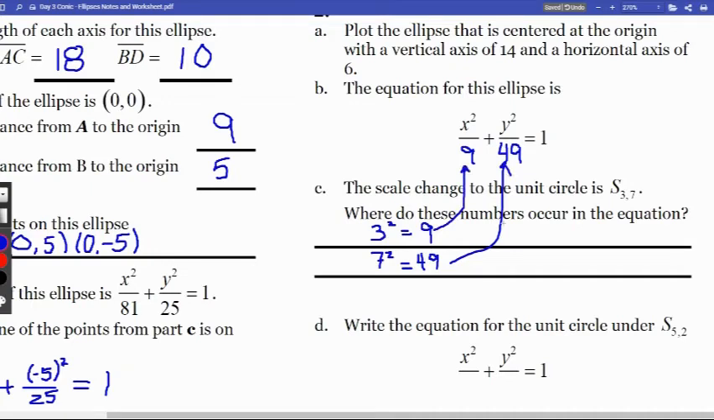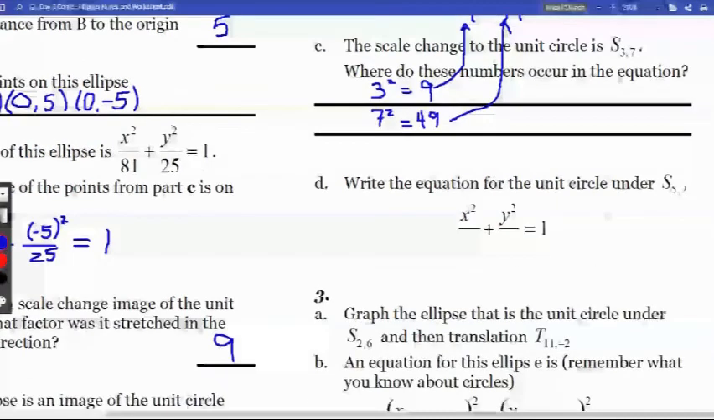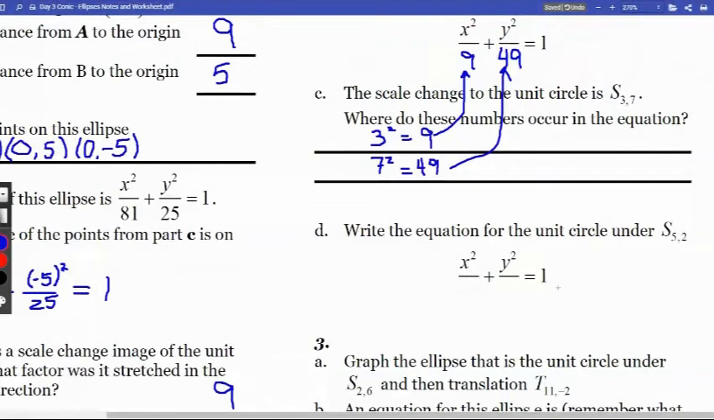All right, so if I say I want an equation for a unit circle under a horizontal scale factor of 5, that puts a 25 in the denominator of the x term, and for 2, we'll put 2 squared in the denominator of the y term. And so this equation describes an ellipse that would be stretched out by a factor of 5 horizontally and stretched by a factor of 2 vertically.